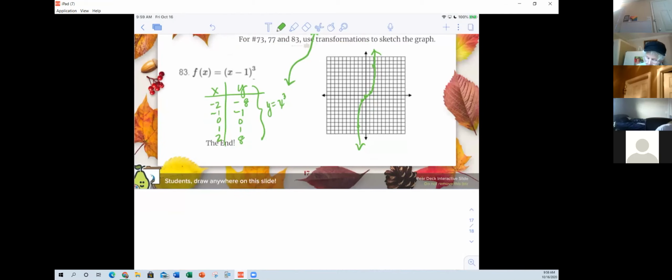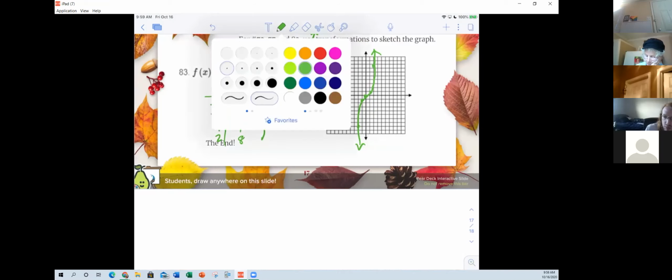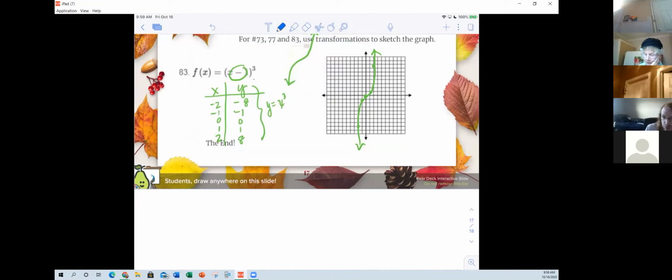Now, what is the only thing that's going to happen in this problem? What does that minus 1 inside the parentheses tell us? Shift to the right one. Right one, right. And how would we do that with the numbers? Which one is it going to affect, the x or the y? If it's on the inside, yes, it's going to affect the x. And it's going to be the opposite of what we think, right? So we're going to add 1 to the x values.